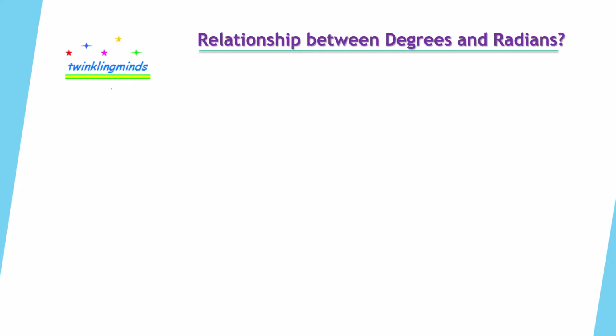Let us look at another topic. What is the relation between degrees and radians? Sometimes we do represent angles in radians as well. So 180 degrees equals pi radians. So what is the value of 1 degree? Pi by 180 radians. If you divide pi with 180 degrees, you will get the value of 1 degree in radians.